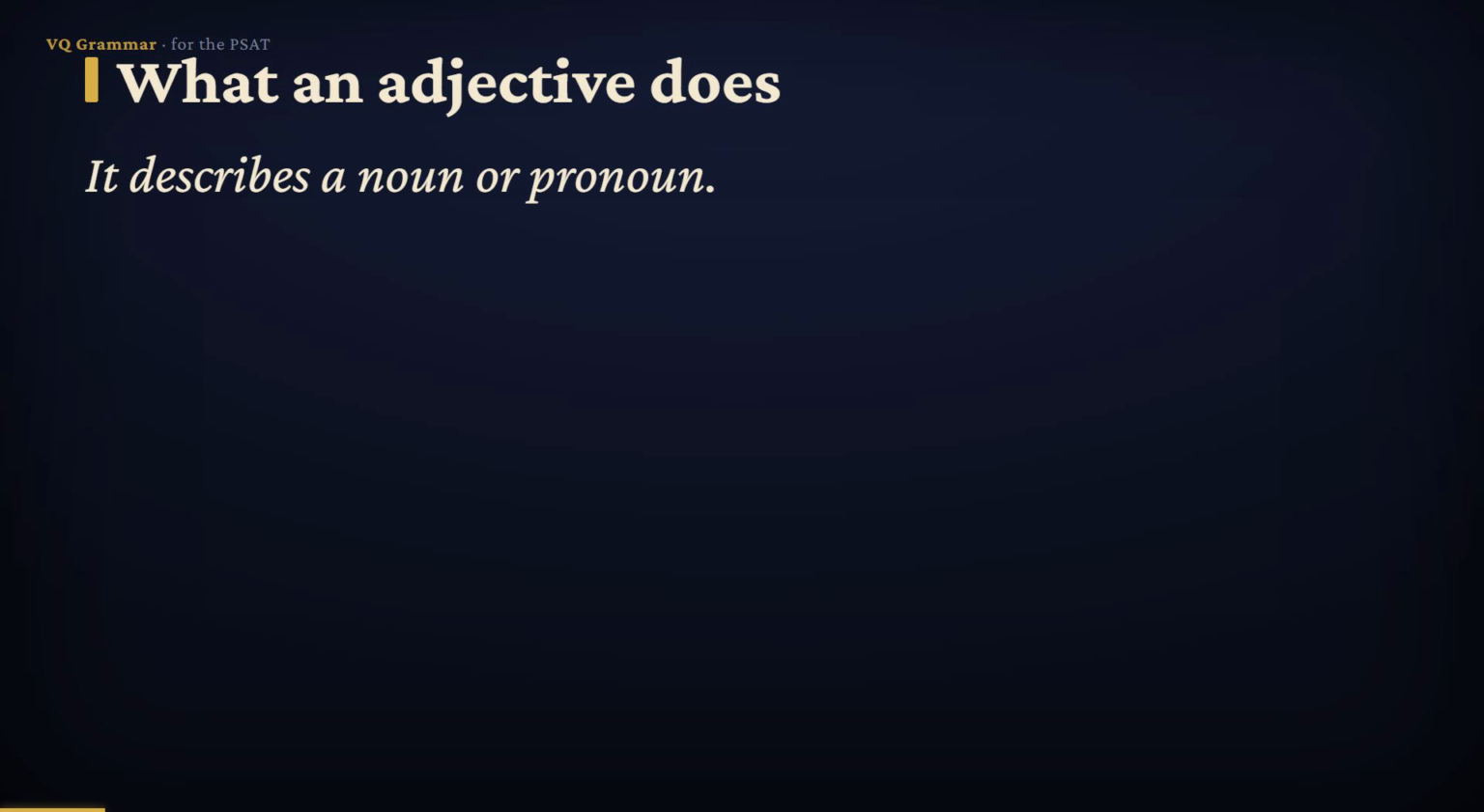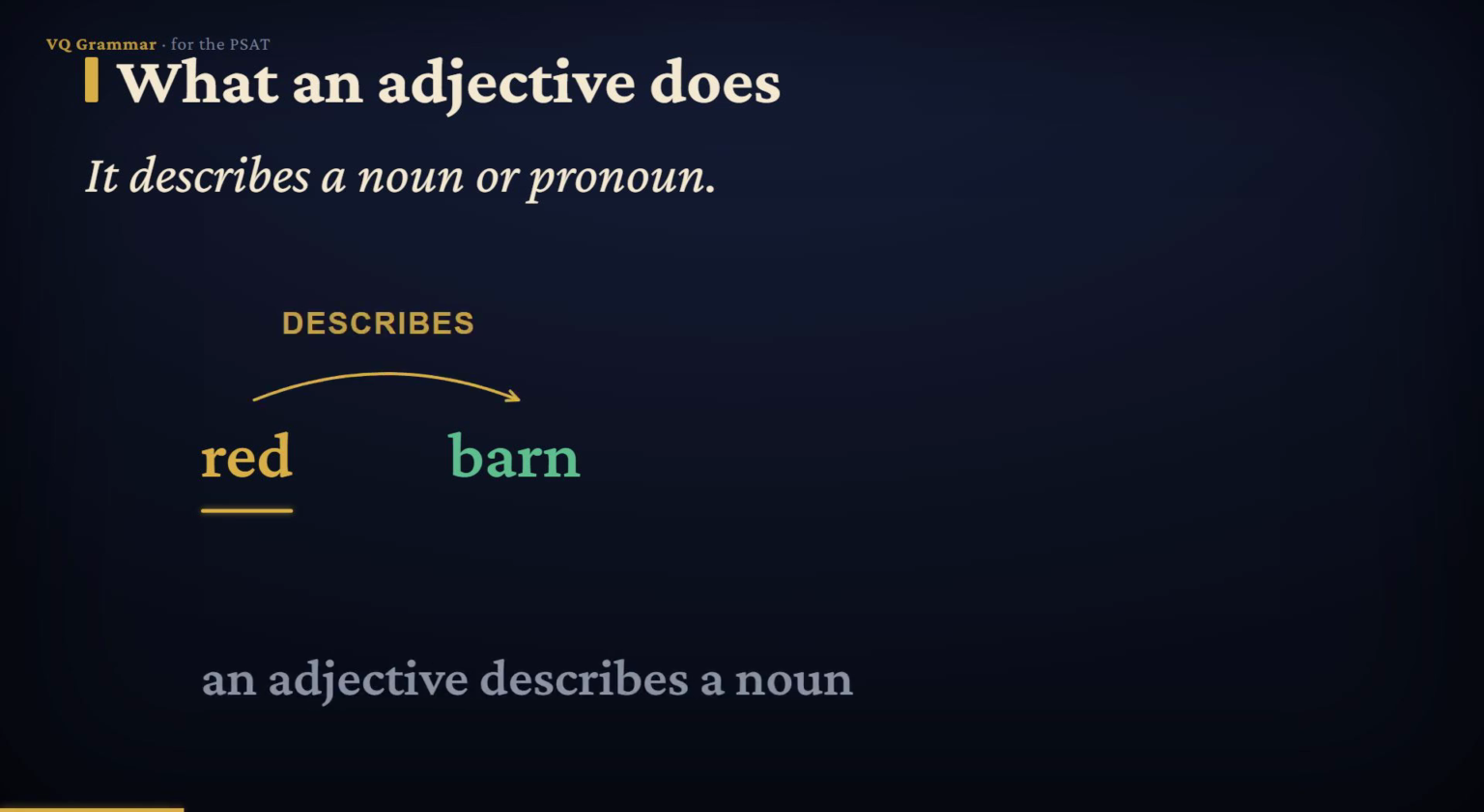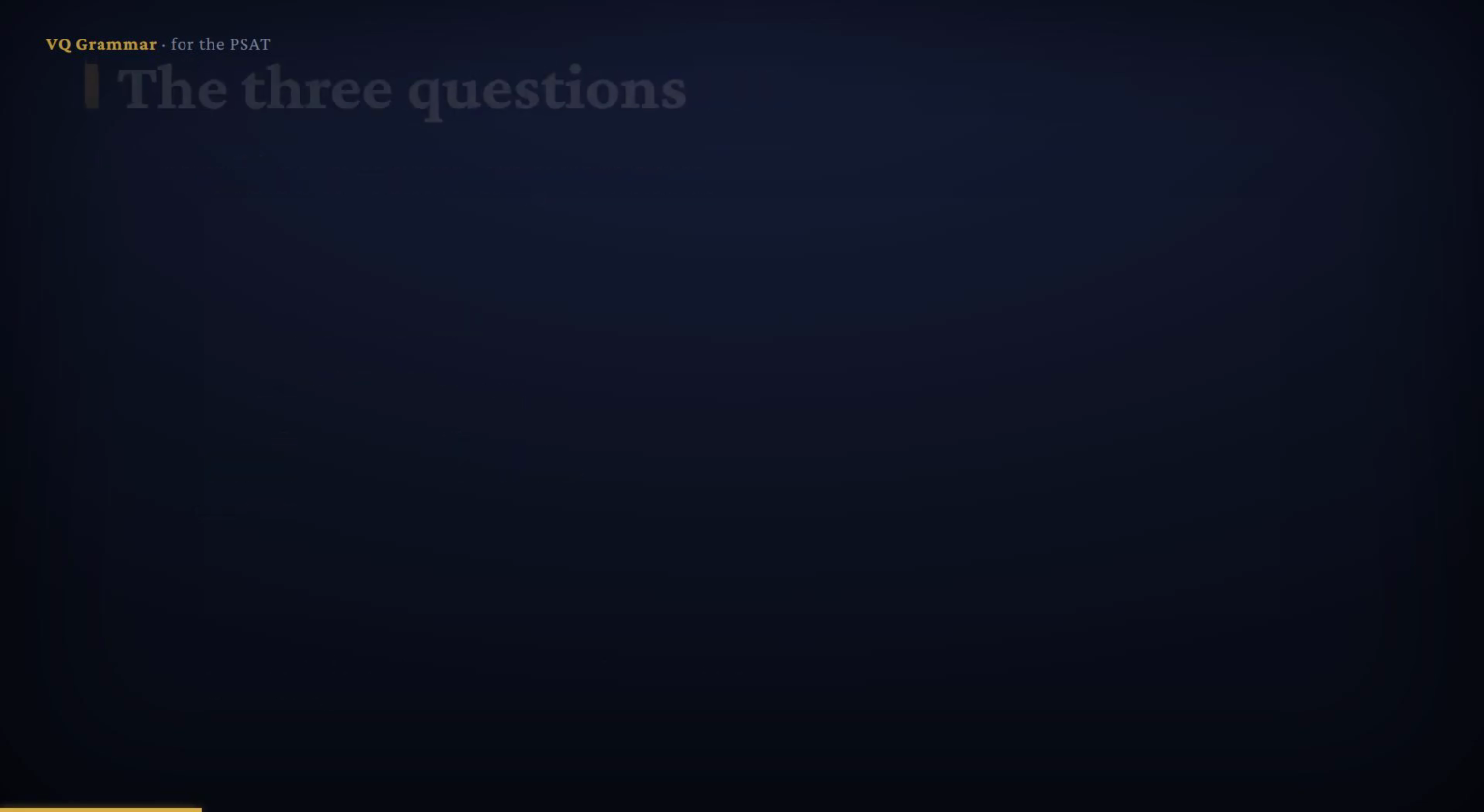Let's start with the big idea. An adjective modifies a noun or a pronoun. Modify just means describe. Take the red barn. The word red is the adjective, and it points straight at the noun barn, telling us something about it. So an adjective always attaches to a noun or pronoun and describes it.